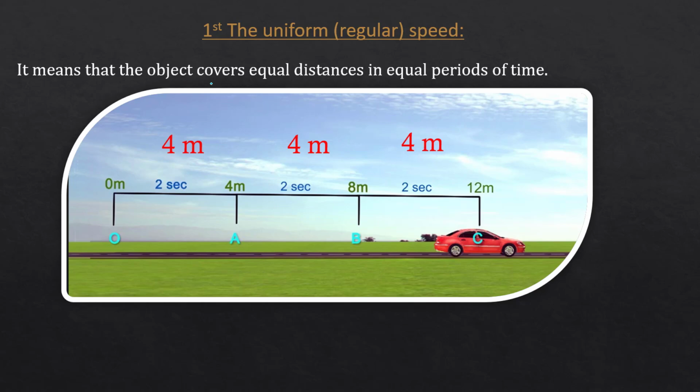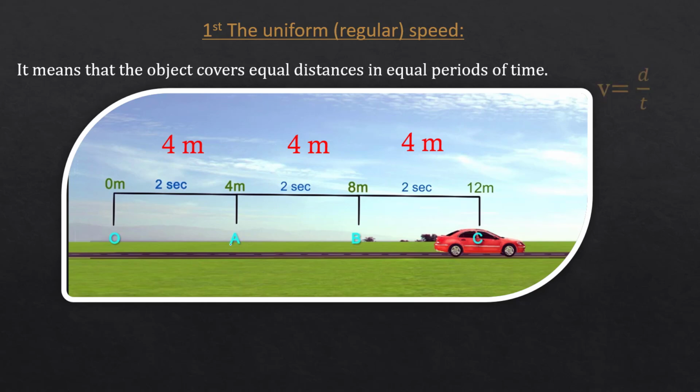So the car covers equal distance in equal periods of time, because between each 2 points we have 2 seconds. The time that the car takes to cover 4 meters is 2 seconds between each 2 points. So the car covers equal distance in equal times. So the car moves with regular speed. How? To tell you how, let's calculate the speed between each point.